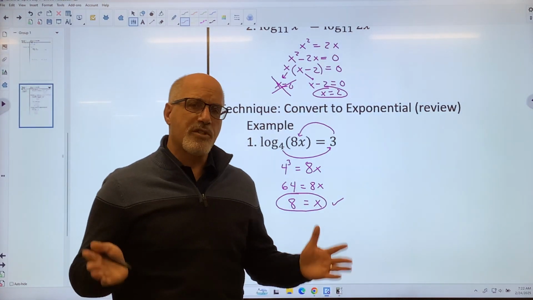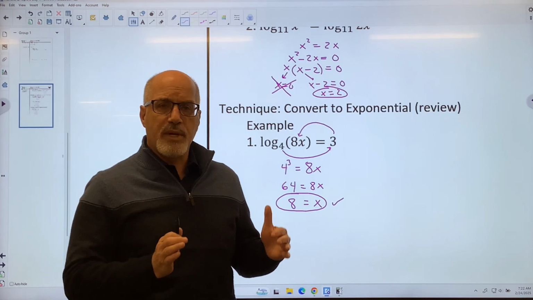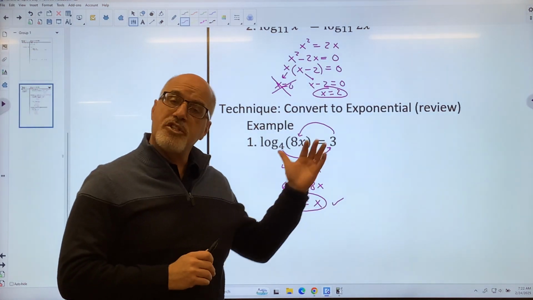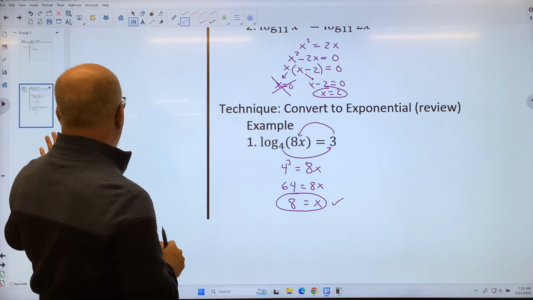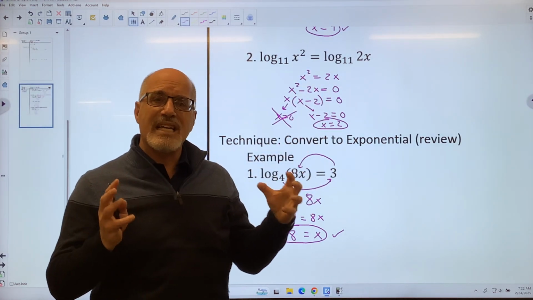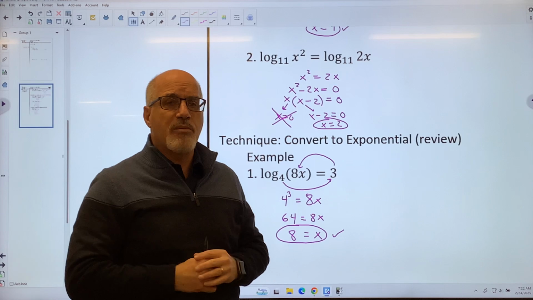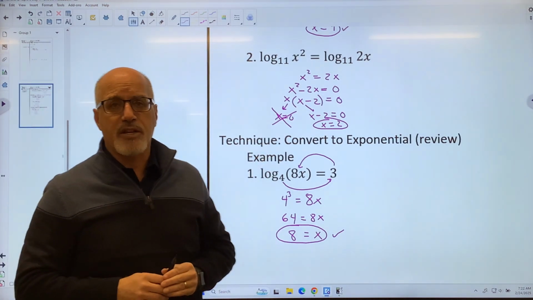So we're up to 2 techniques for solving logs. One of them that we've been doing is convert it to an exponential, solve it and then check. The other one is if you've got the same base on both sides, you go ahead and set the insides equal. We have a rule that allows us to do that, similar to what we did with exponentials. Solve it and again, make sure you check your answers.